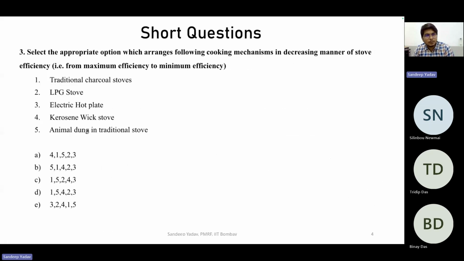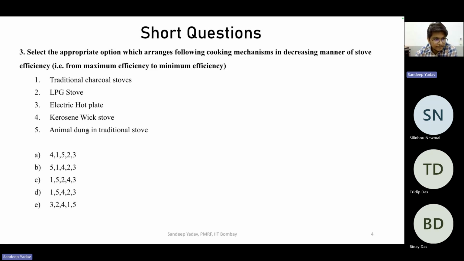We'll move ahead. Select an appropriate option which arranges the following cooking mechanism in decreasing manner of stove efficiency. So as you know, what equipment is showing the maximum efficiency and the minimum efficiency, we just need to rearrange. So first option is the traditional stove, charcoal stove. That's also inefficient technology. And second is the LPG stove. That's also an efficient technology. Electric hot plate. It's also an efficient technology. Kerosene wick stove or animal dung in the traditional stove. So from the options, it is clear that traditional charcoal stove and animal dungs are the least efficient products. Anybody wants to try this?